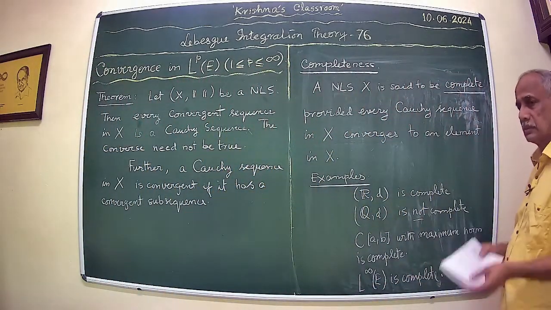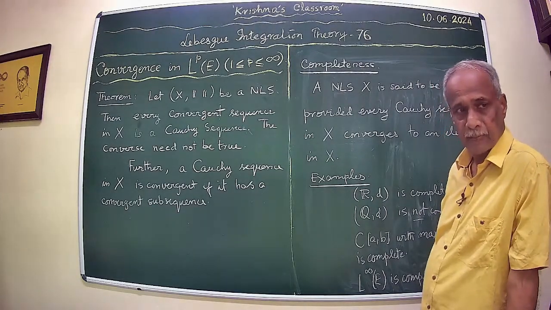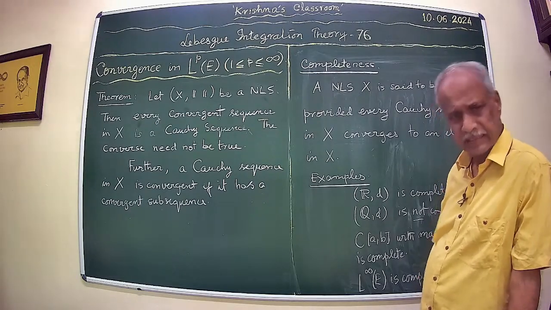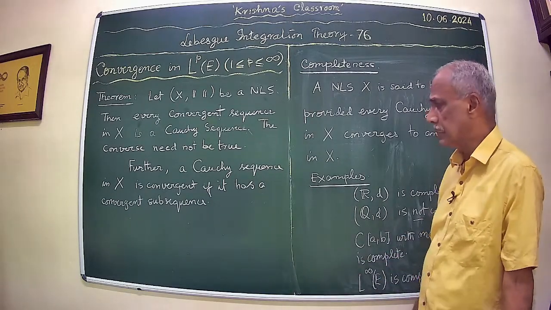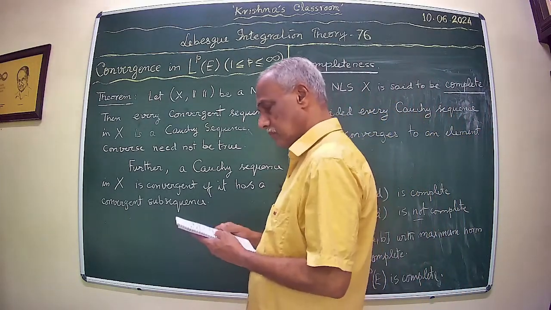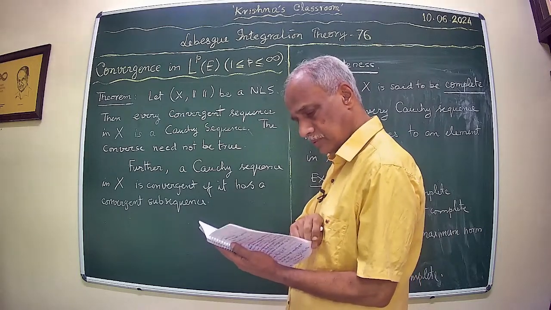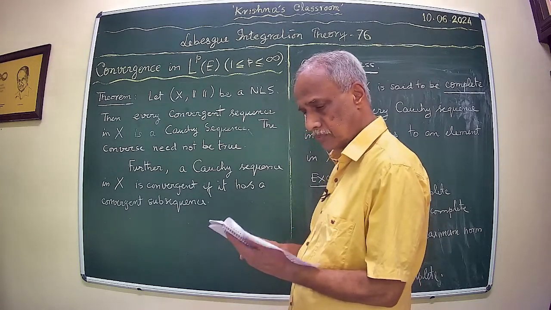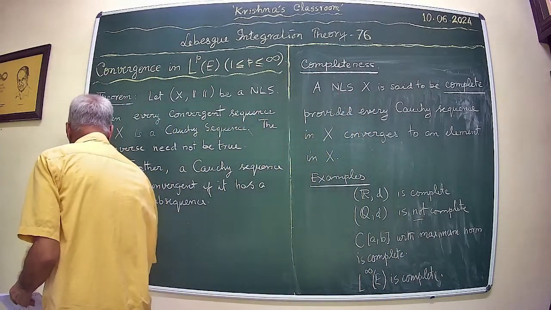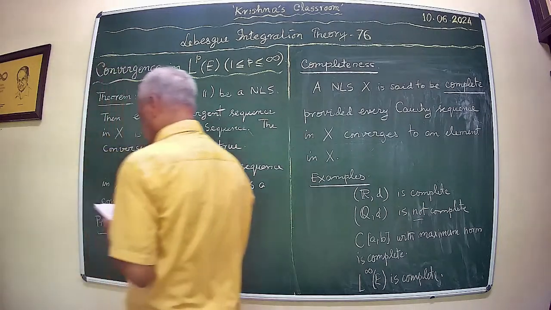So once a Cauchy sequence has a convergent subsequence, then the original Cauchy sequence is convergent to the same limit as to which the subsequence converges. Okay. So let us prove this. Now this is the main result that we want to prove. We first prove this.